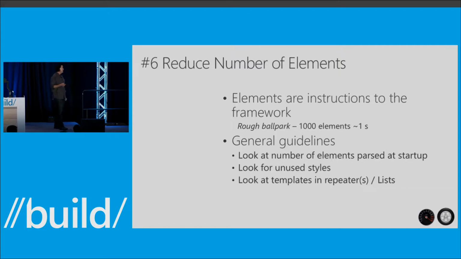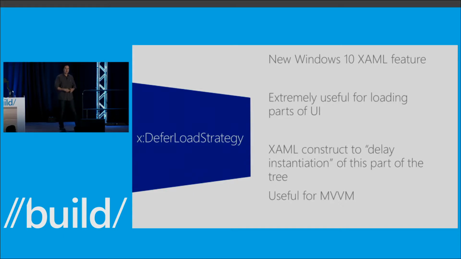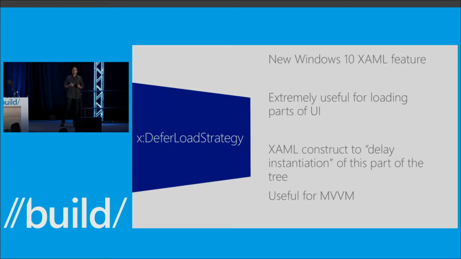So it can be painful, trimming your markup. The good news is, in Windows 10, we've introduced a new feature that makes this very easy for you to do. We're calling it x:DeferLoadStrategy. It's a new XAML construct that tells us to delay instantiation of this part of the tree. We're seeing a lot of people use MVVM as a design pattern in their apps, and a lot of MVVM apps have a Boolean to visibility converter, and they turn on and off parts of their UI. So we suggest, if you're doing that, use that in conjunction with x:DeferLoadStrategy.